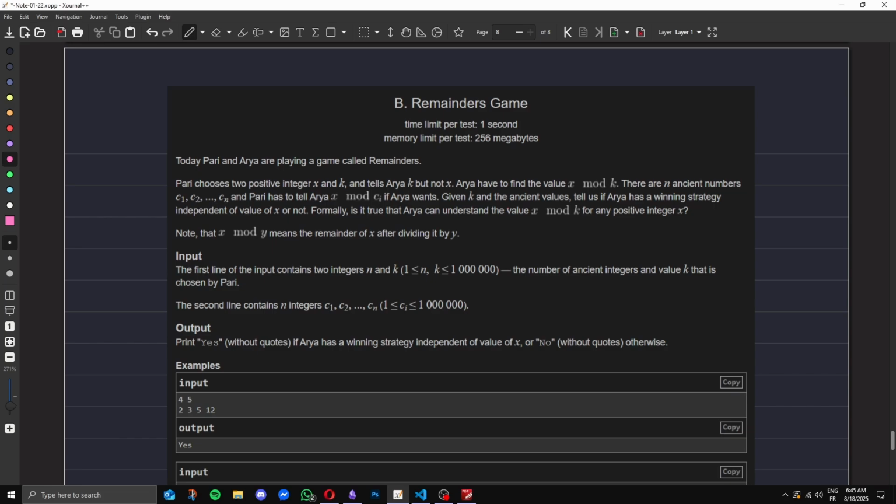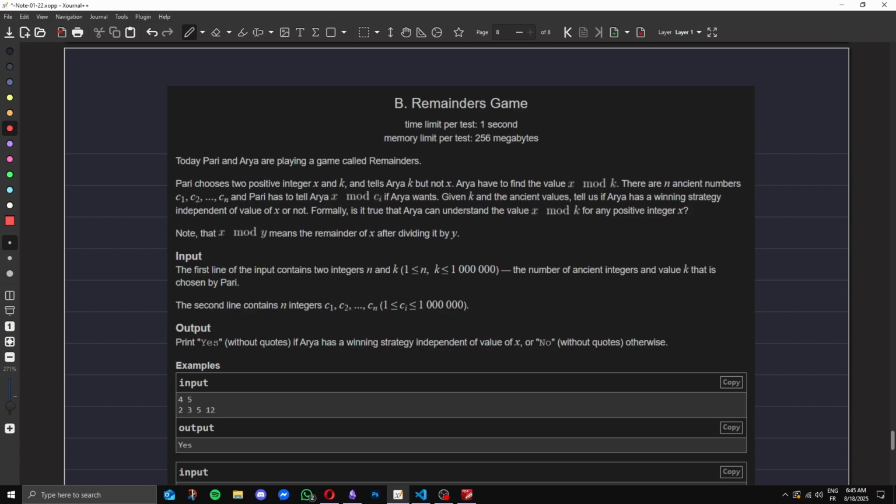Since old problems are a little overrated. So we got 2 characters here, Pari and Arya. I'm gonna call Arya a she. I don't know what she is, but whatever, just for simplicity. So Pari chooses 2 positive integers x and k, and tells Arya k but not x.